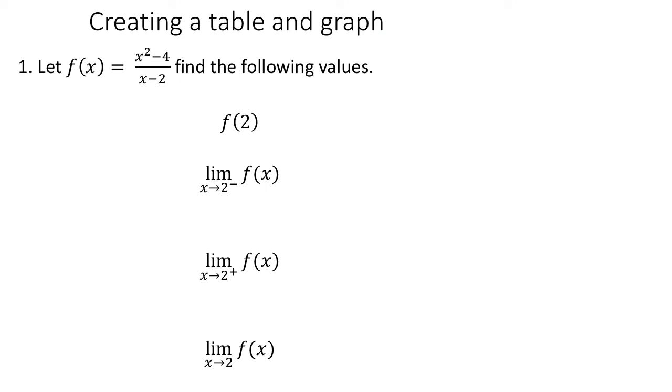Okay, we're going to create a table and a graph for a function and then look at a couple different values. So number 1 says, let the function f of x be equal to x squared minus 4, all divided by x minus 2. Find the following values.